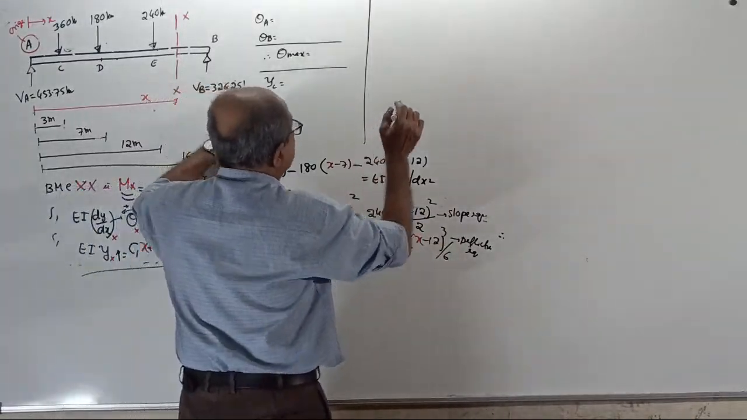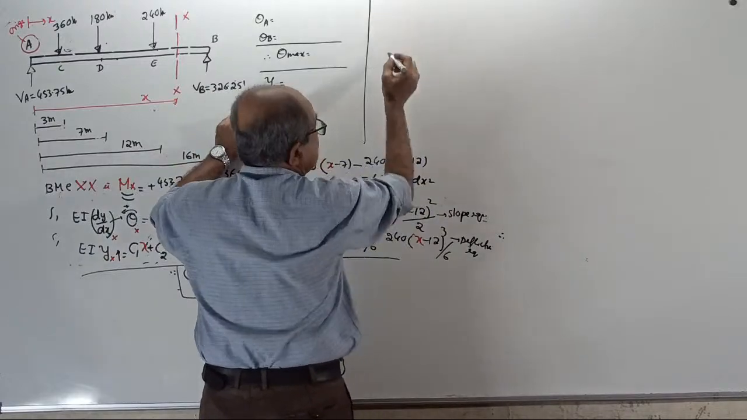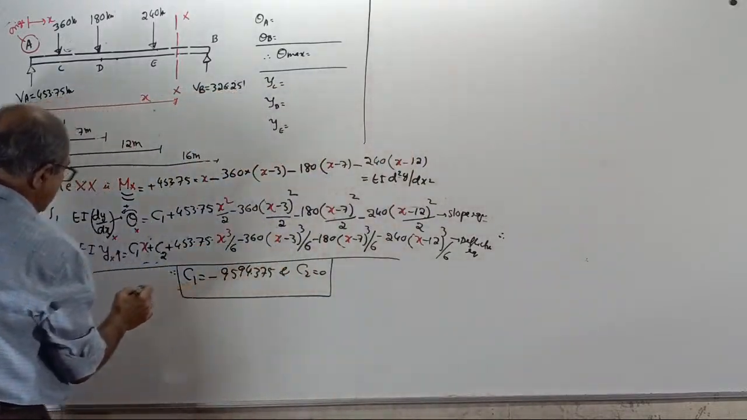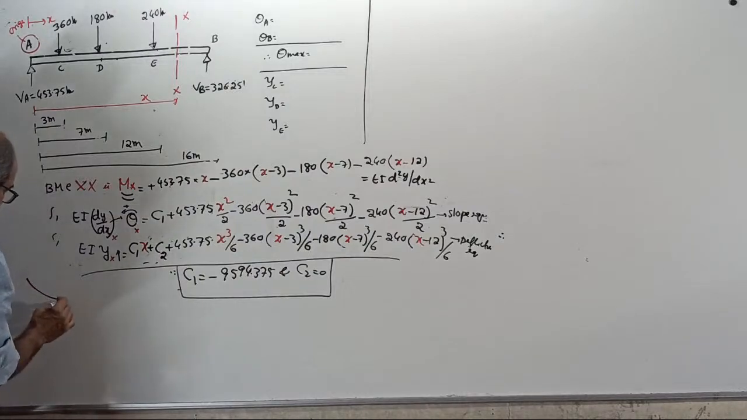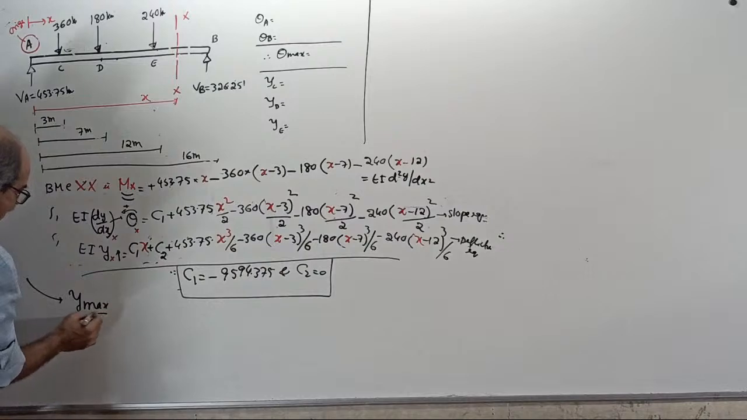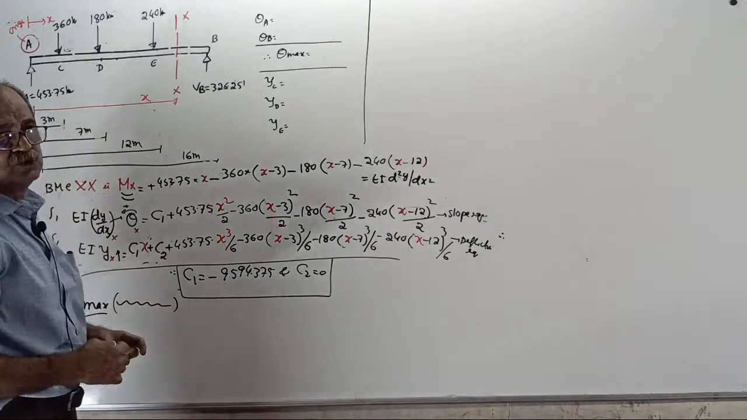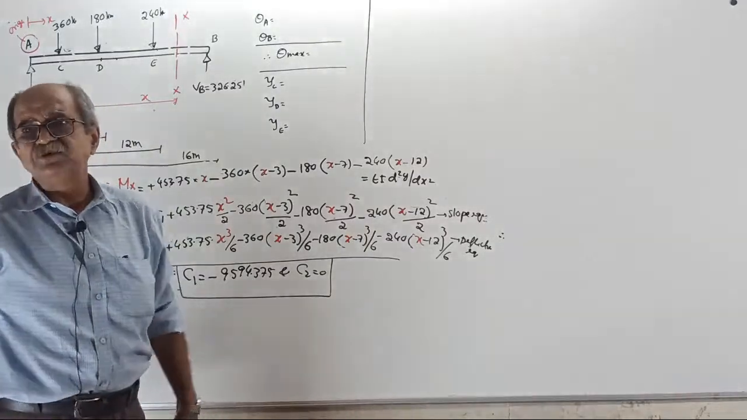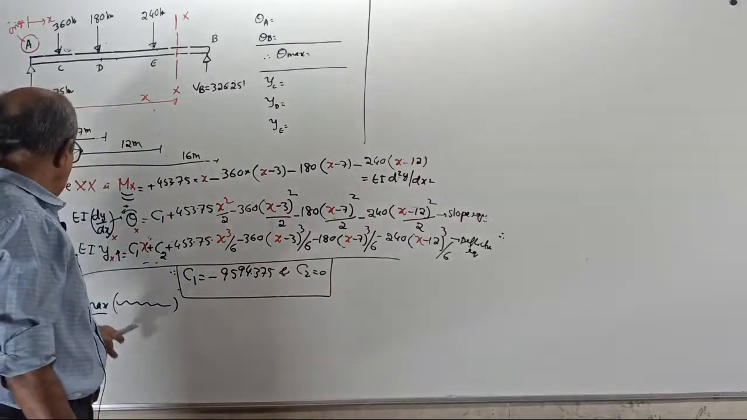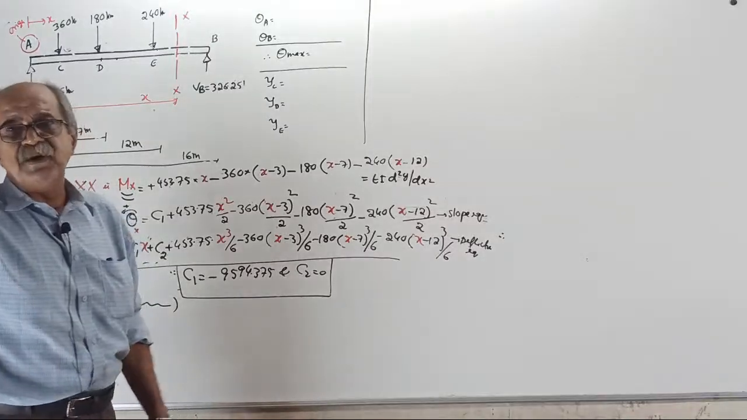Now the purpose is to get Y maximum. I want some space here. I will continue here now. Next is Y maximum. You write correctly. That is the maximum deflection for the beam. Those who are making a fair copy, they should write everything. Not simply Y maximum, but maximum deflection for the beam.